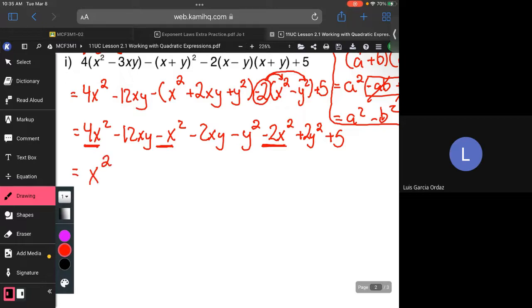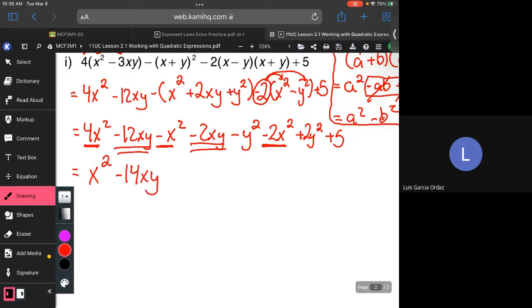Now let's look at my xy's. How many like terms does xy have? 2. So what is negative 12xy minus 2xy? Say it louder. Minus 14xy.